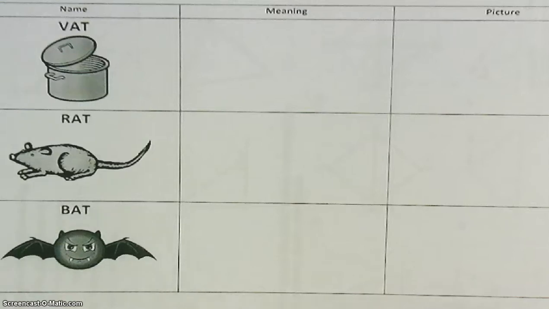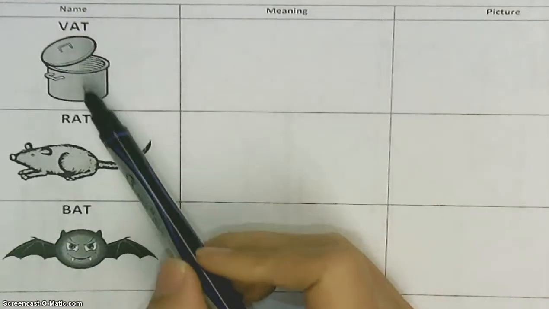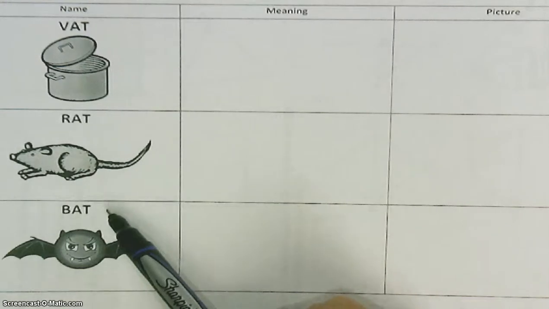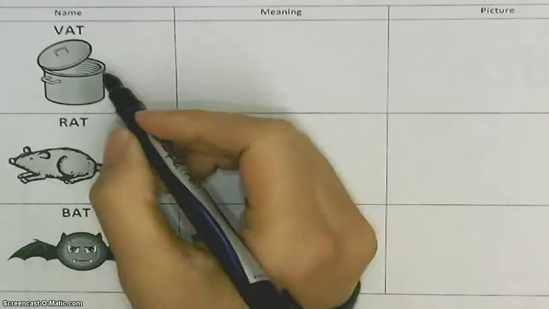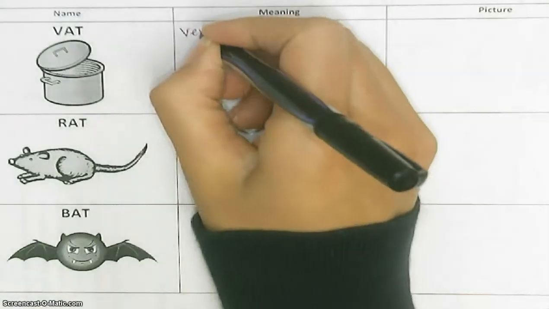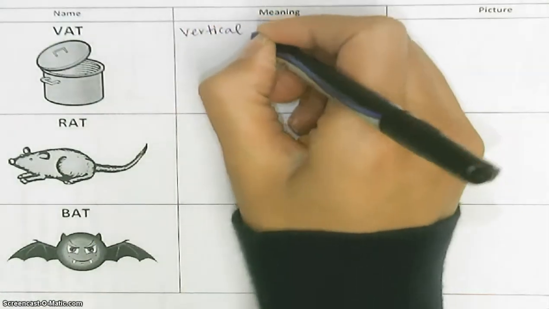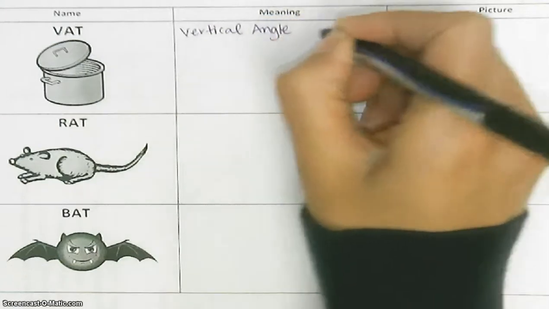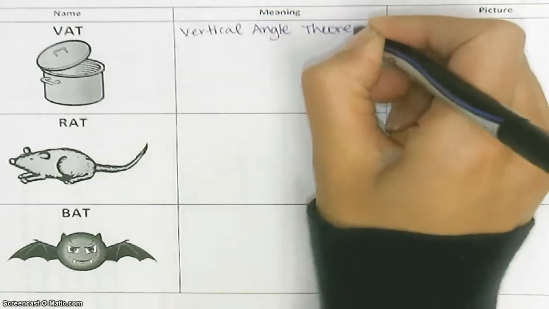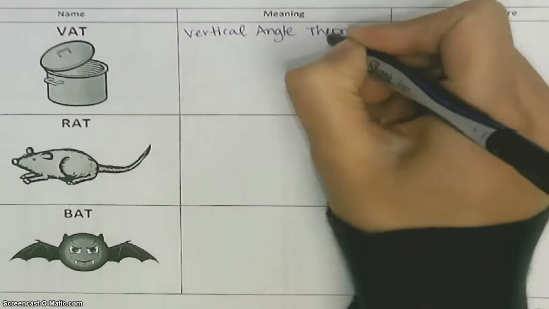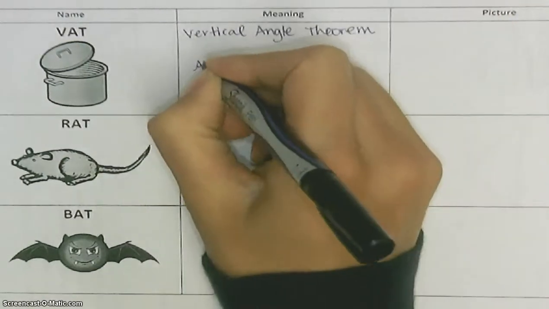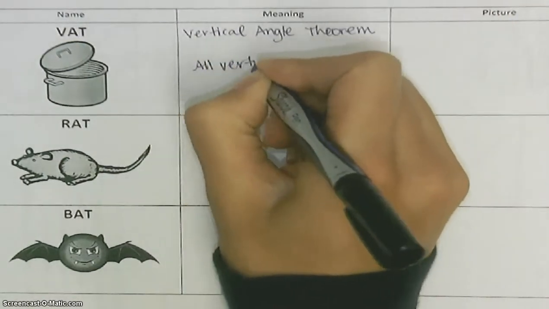We're going to review some theorems that we've learned that are really important for this chapter, and they are VAT, RAT, and BAT. Right, I've got some lovely pictures here for you, but let's talk about what they really mean in terms of geometry. So VAT stands for vertical angle theorem. And the vertical angle theorem, I hope you know by now, says all vertical angles are congruent.